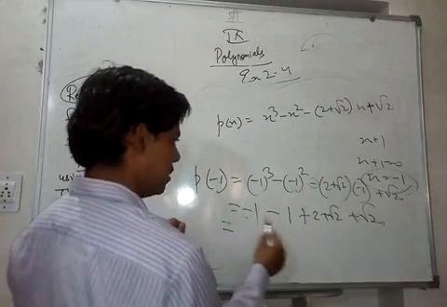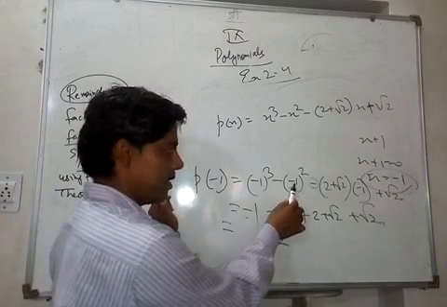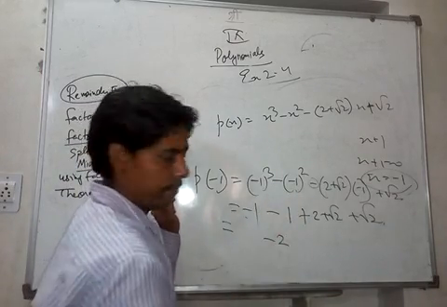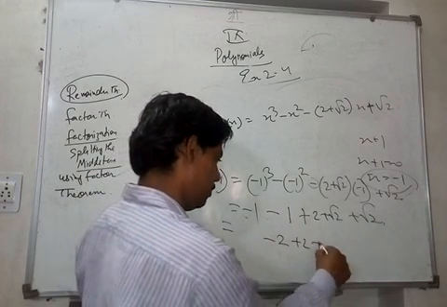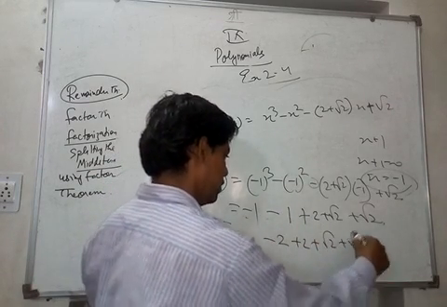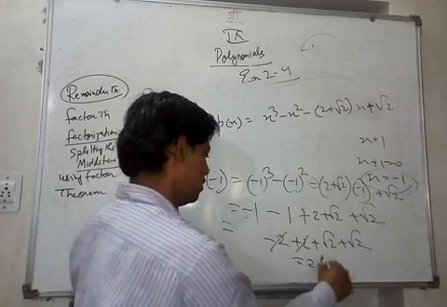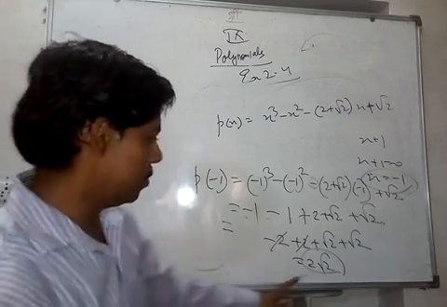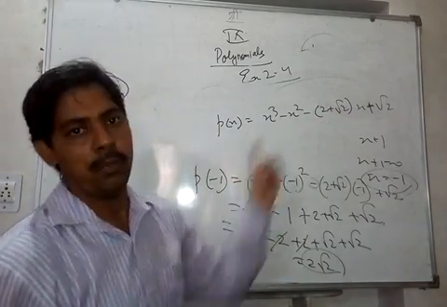So this is minus 1 minus 2, that is minus 2. Remember, minus 1 square is 1, but there is a negative sign outside, that is why minus. Minus 1 is minus 2. Minus 2 plus root 2 plus root 2. This is 0, 2 minus 2, but the answer is 2 root 2. Now 2 root 2 is not 0. 2 root 2 is not 0, therefore x plus 1 is not a factor of this polynomial.